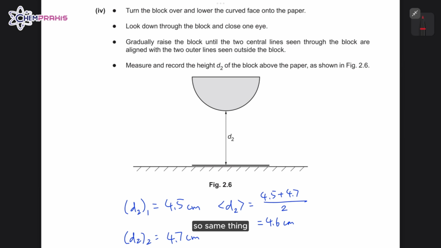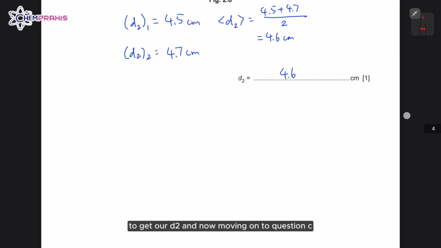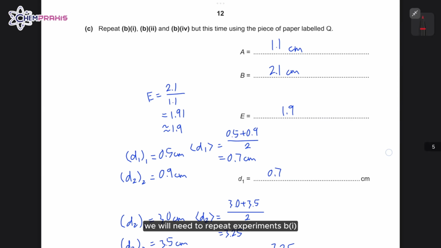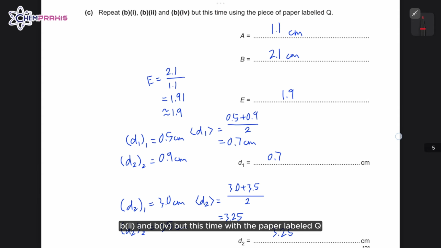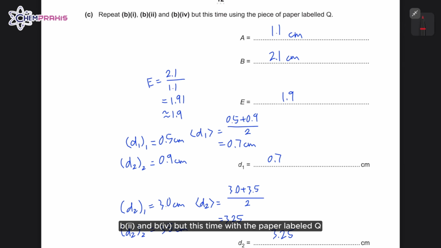So same thing, we will find the average of the 2 measurements to get our D2. And now moving on to question C, we will need to repeat experiments B1, B2, and B4, but this time with the paper labeled Q, which I have collected all the data here.